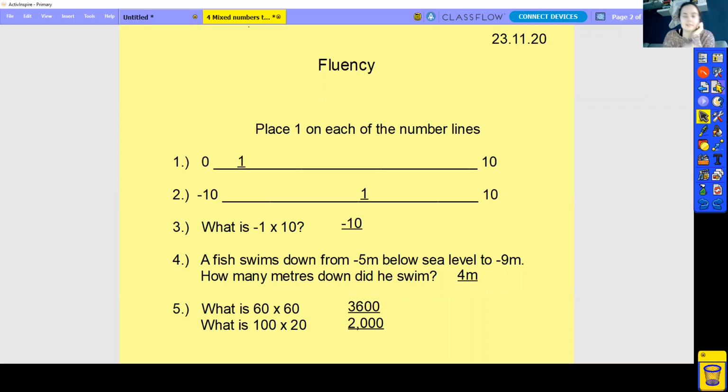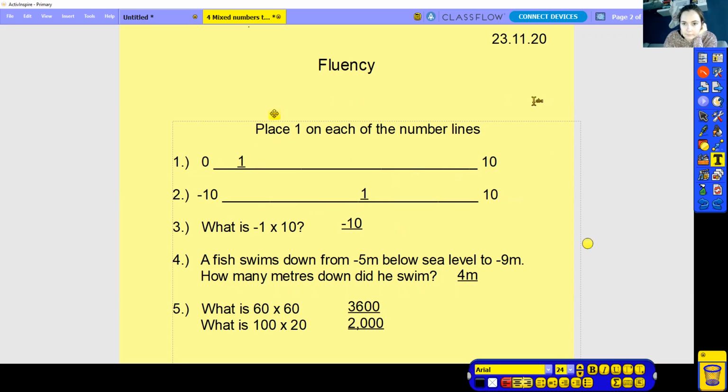Okay, let's have a look at the answers. So the first question, it was place 1 on each of the number lines. The number line is 0 to 10, so you are going to go closer to the 0, which would be around here. The second one is minus 10 to 10, so what I did is I looked for halfway, which I reckoned were about here, and it would be a little bit further on than halfway. Halfway would be 0, so I was finding my 0, which would be halfway, and then I was looking for a little bit further than the 0.